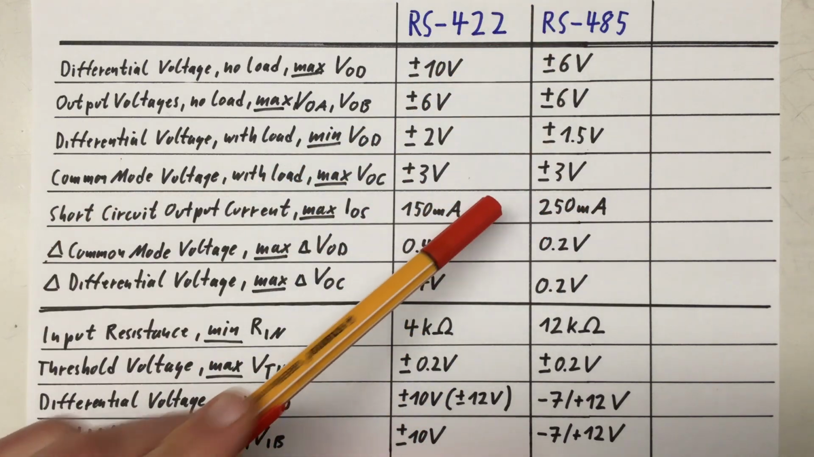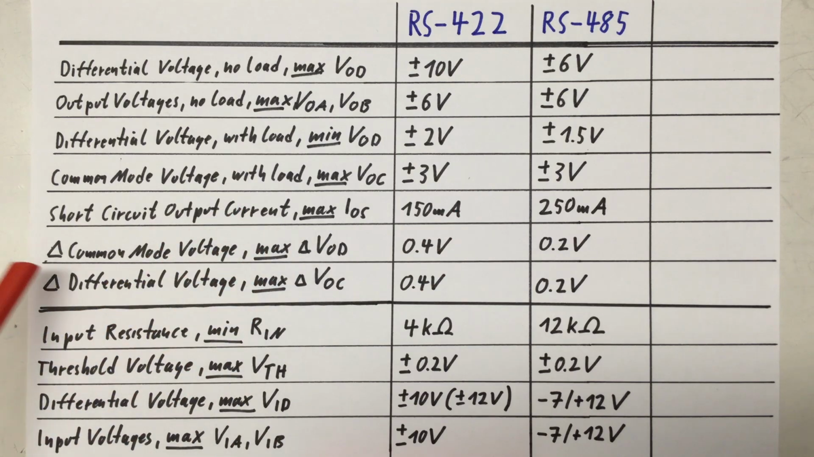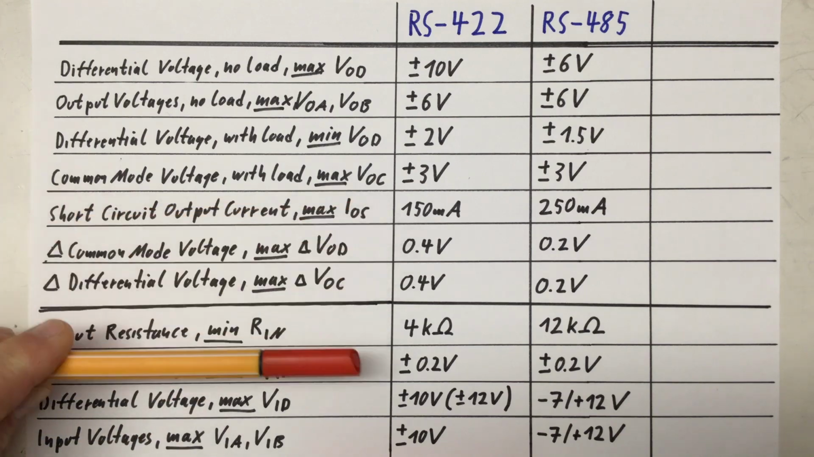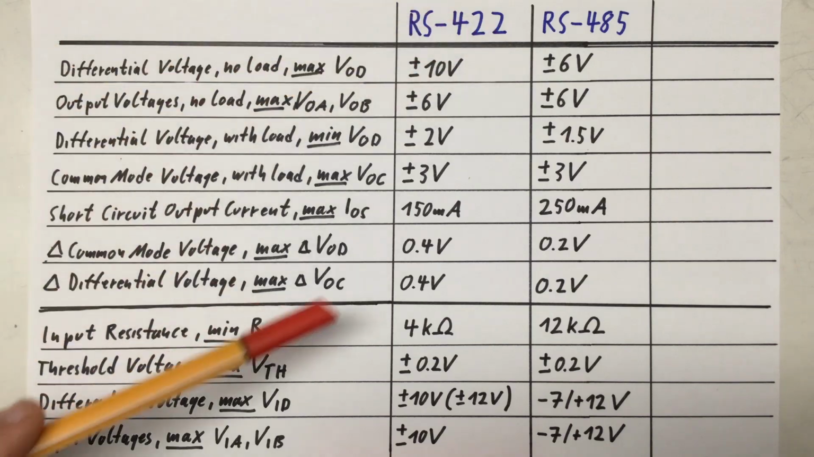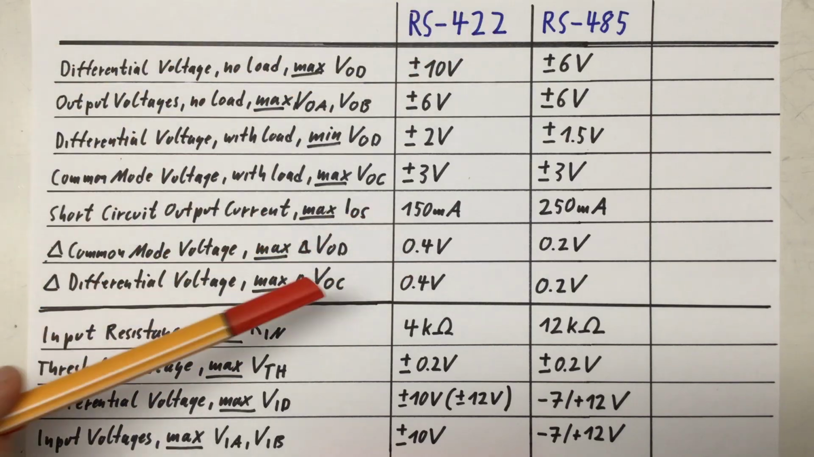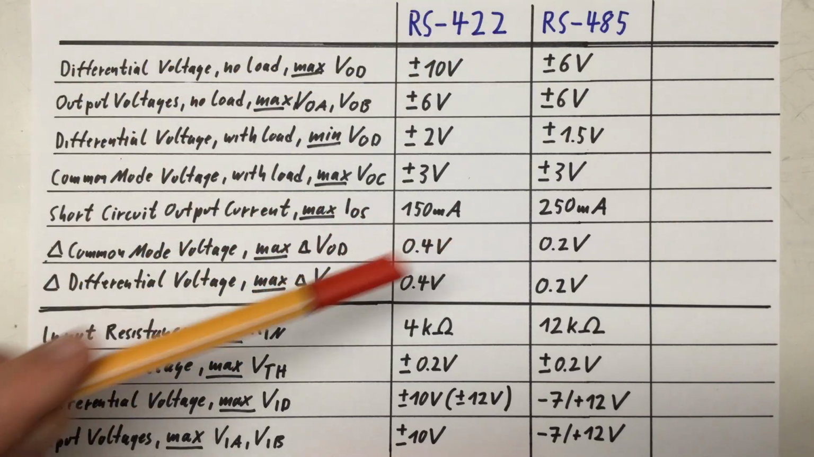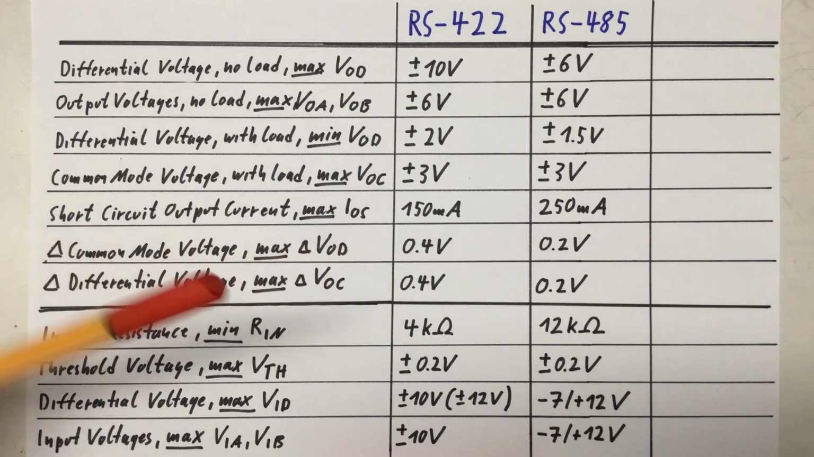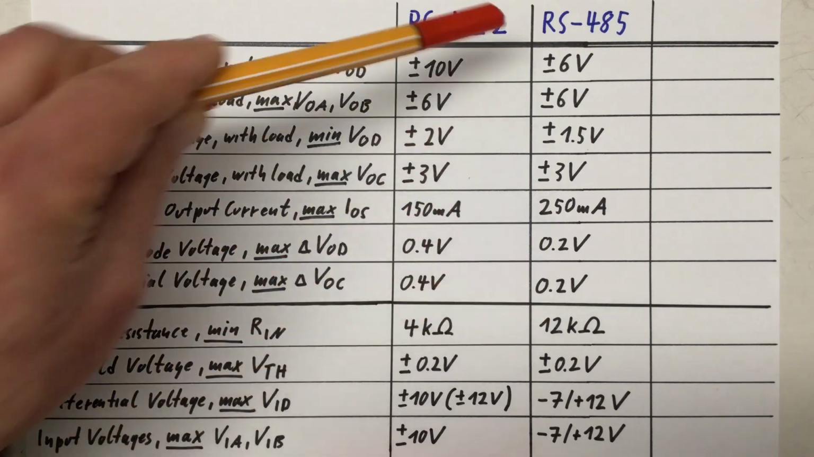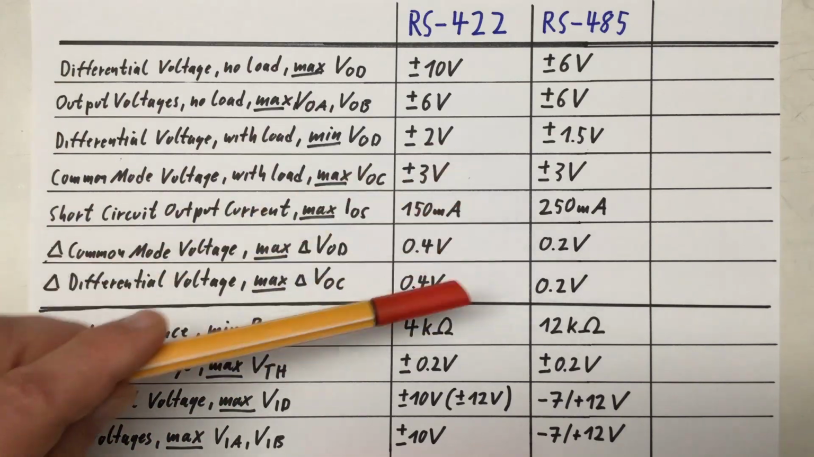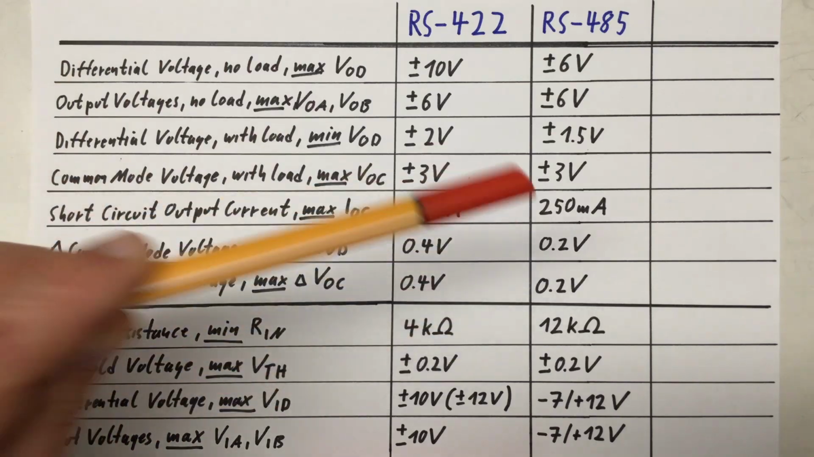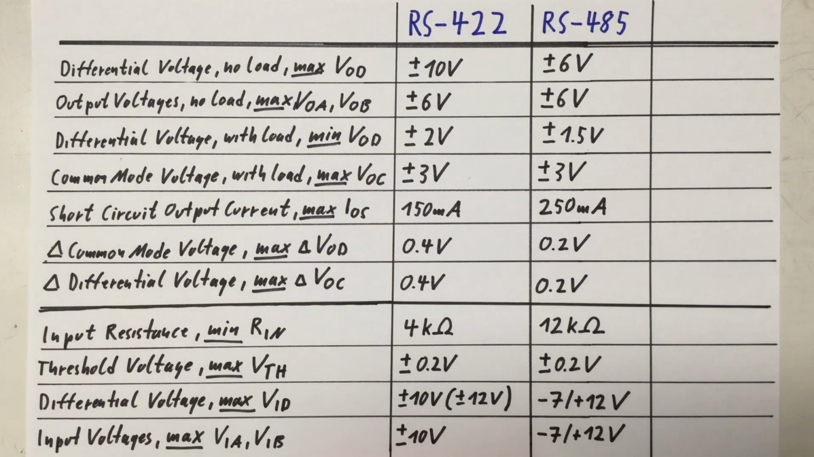The maximum delta common mode voltage and delta differential voltage describes how well balanced a differential signal is. RS-422 allows here in both cases a discrepancy of 0.4 volts from a perfectly balanced signal, while RS-485 is more restrictive here, requiring a maximum discrepancy of 0.2 volts each.